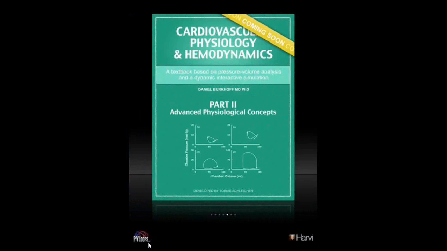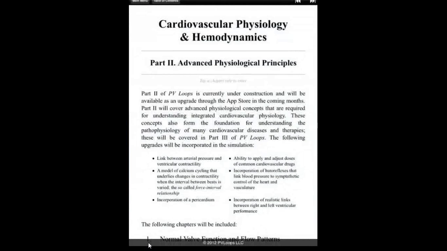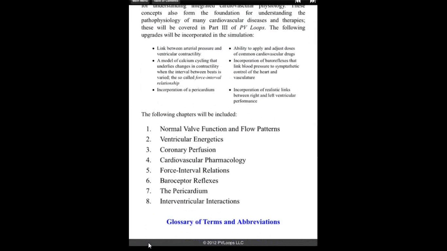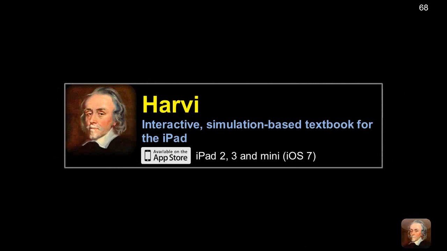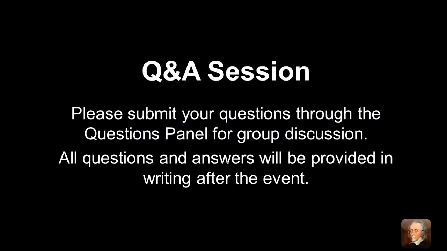Again, as I mentioned, the advanced concepts book is going to be out. These are the essence of the chapters that are going to be coming up: valve functioning, energetics, coronary perfusion, pharmacology, force interval relationships, which are necessary for understanding the hemodynamics of arrhythmias, baroreflexes, the pericardial constraints, interventricular interactions, and also there's going to be a chapter on the autonomic nervous system. So that's a very quick run-through of the basic concepts I wanted to introduce, and also the Harvey app.